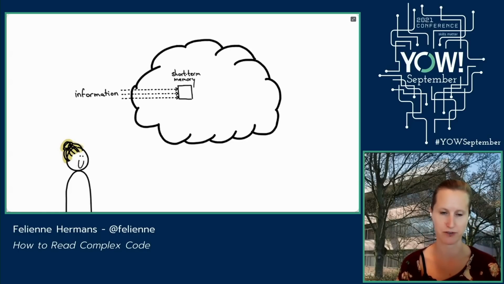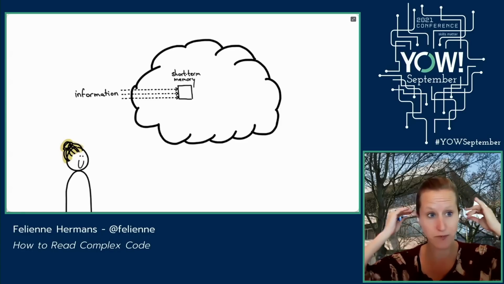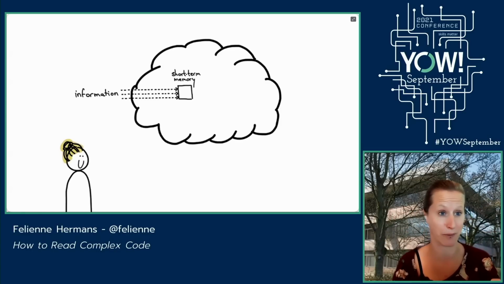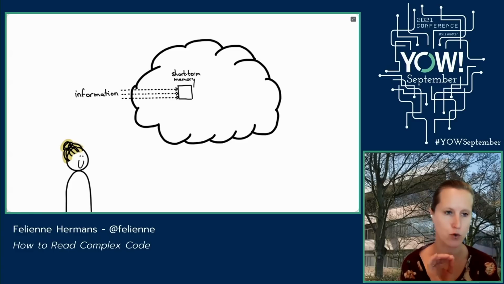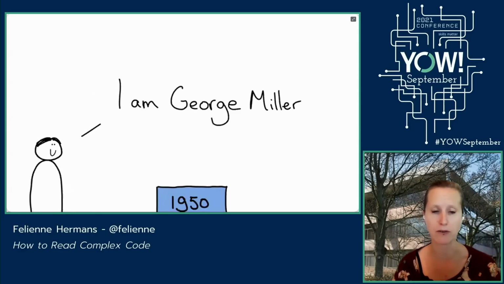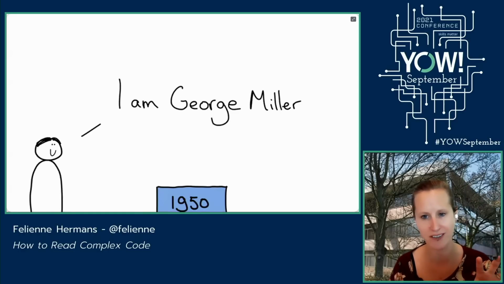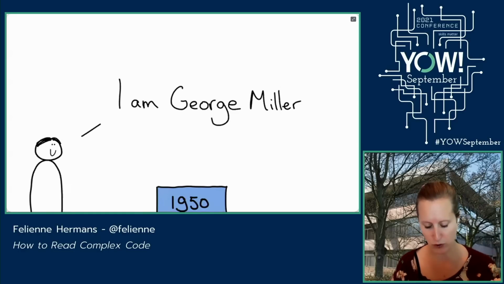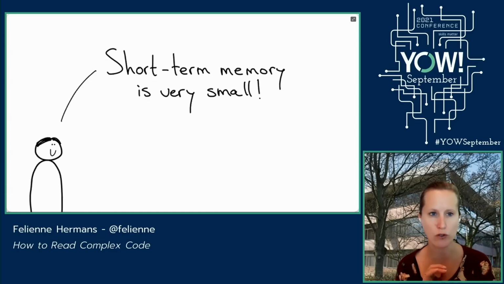So the basics first. If information comes into your brain, so at this point, this is probably my voice and my slides through your eyes, it's first stored in the short-term memory, which is a little bit like a buffer in your brain that holds information. We've known about the short-term memory for a very long time, since the 1950s. A researcher called George Miller was a pioneer in this field. And already in the 1950s, he realized that the short-term memory is very, very small.